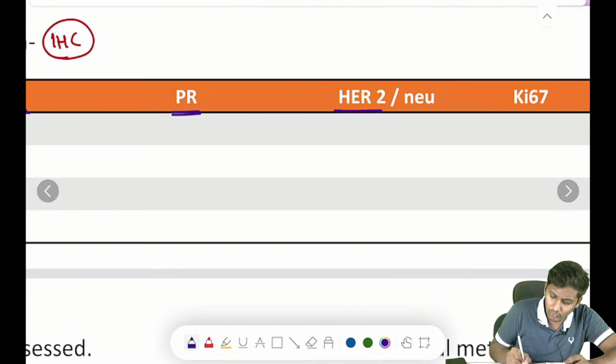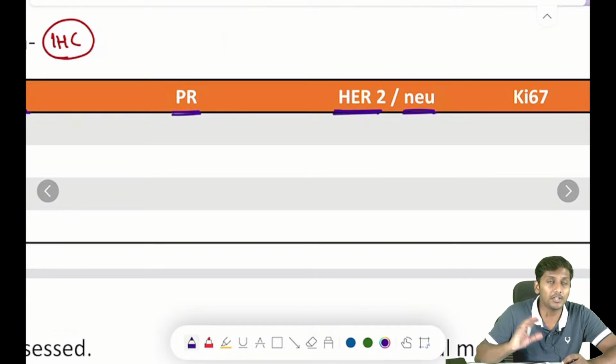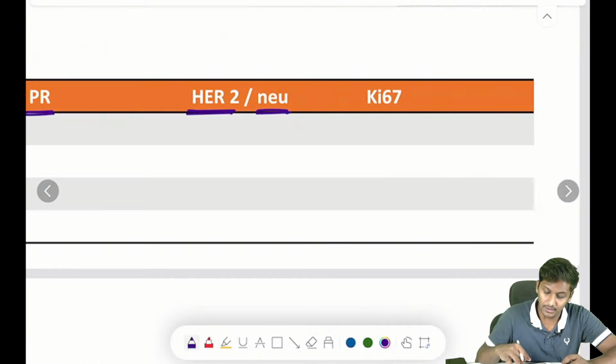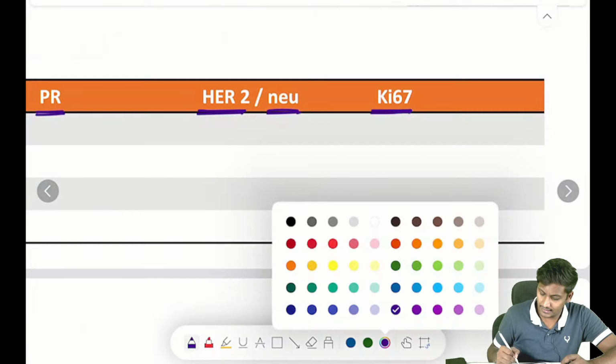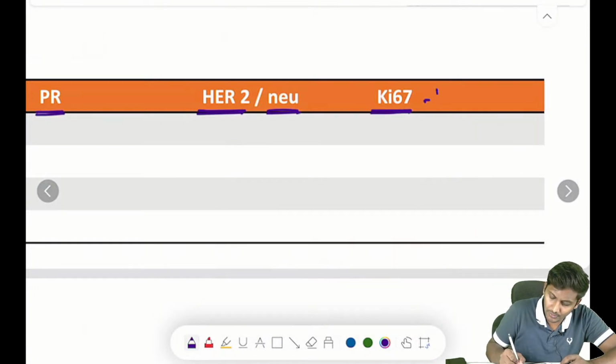And then we are also going to check for HER2 new receptors. We are going to check for the presence of HER2 new receptors. And then we are also going to check for Ki67. What is this Ki67? Ki67 is nothing but a proliferation marker.